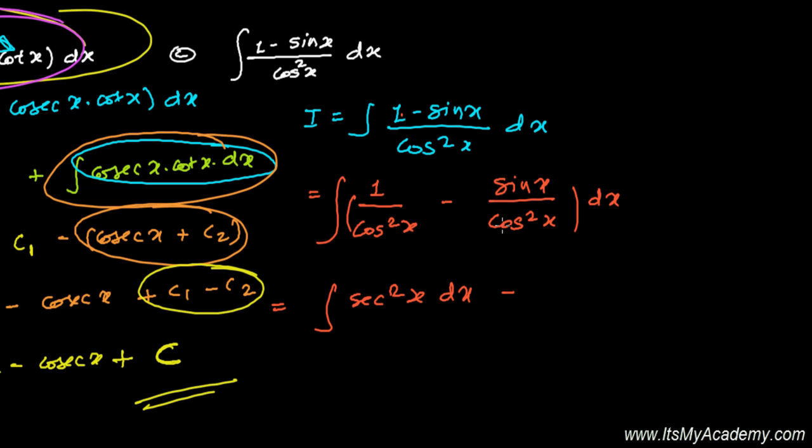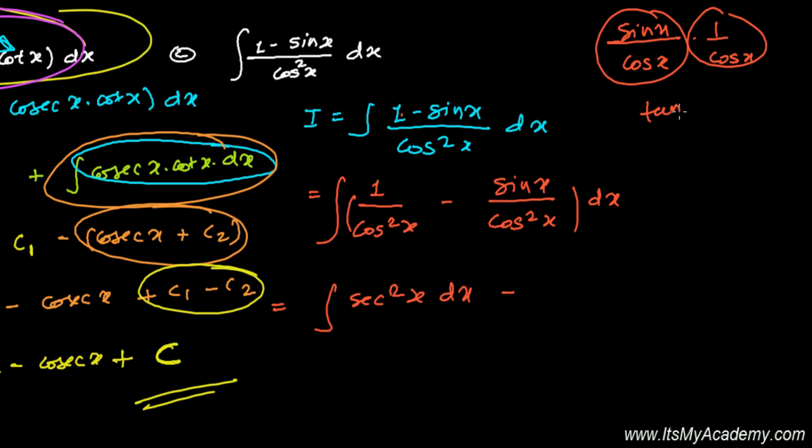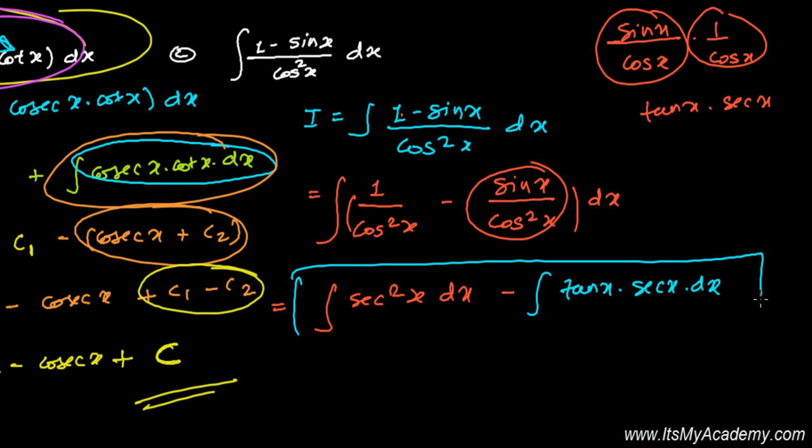Now sin x over cos square x. We have sin x and cos square x, which means we have two cos x, so I'm going to write cos x separately twice. Sin x over cos x gives me tan x, and 1 over cos x gives me sec x. So the whole term is now turning to tan x times sec x times dx. Now I get the standard format.